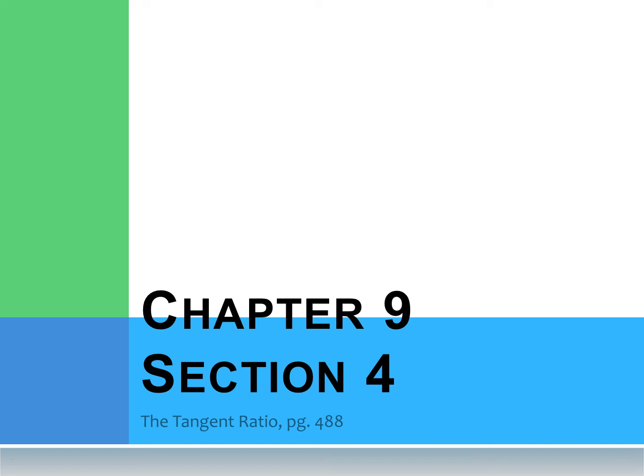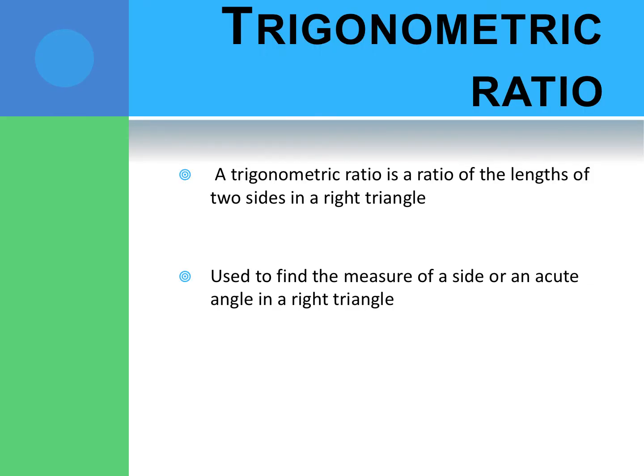Today we're going to cover section 4 of chapter 9. We're going to start our trigonometry. So today we're only going to be talking about the tangent ratio. Now, trigonometry, the definition is the study of triangles, more specifically right triangles.